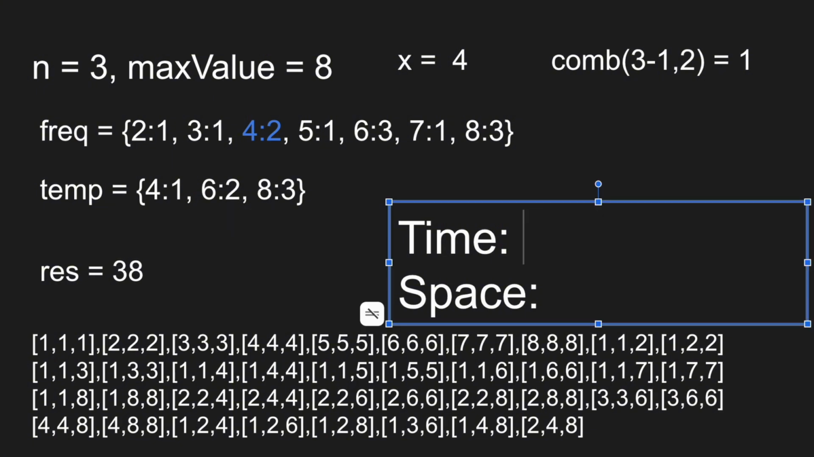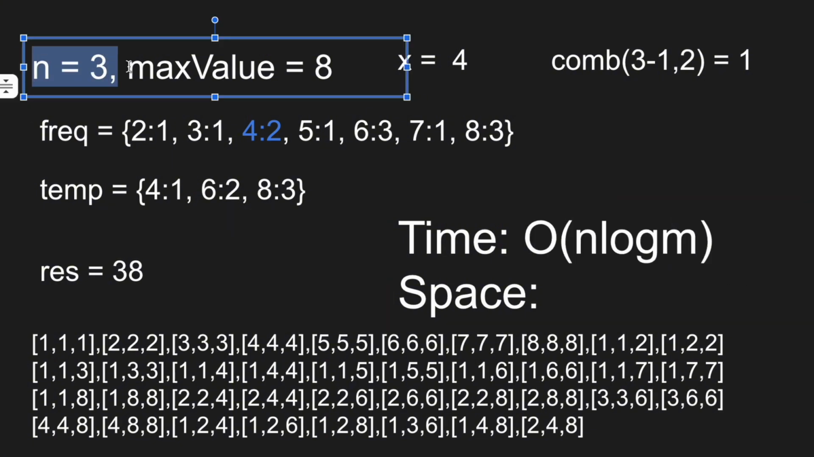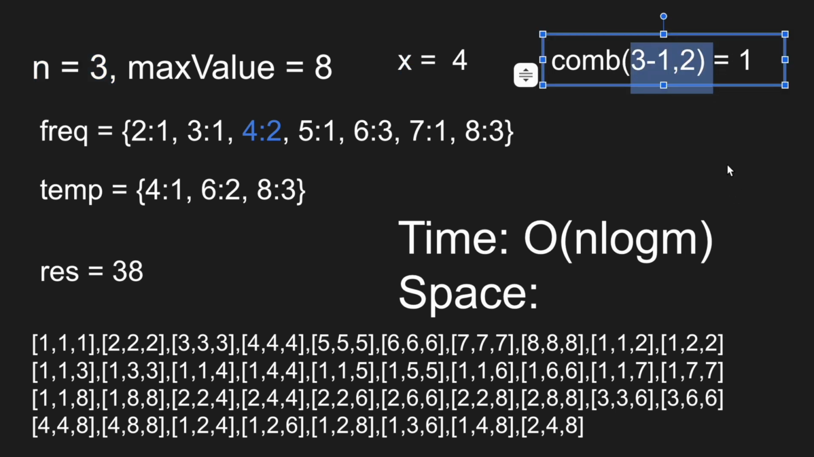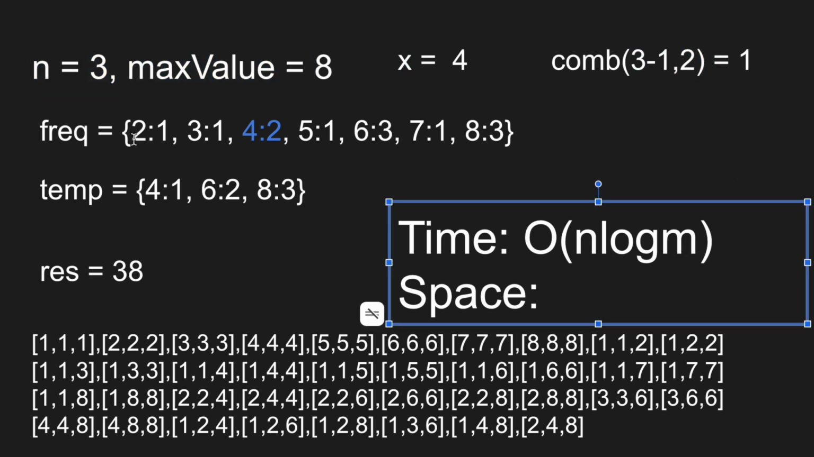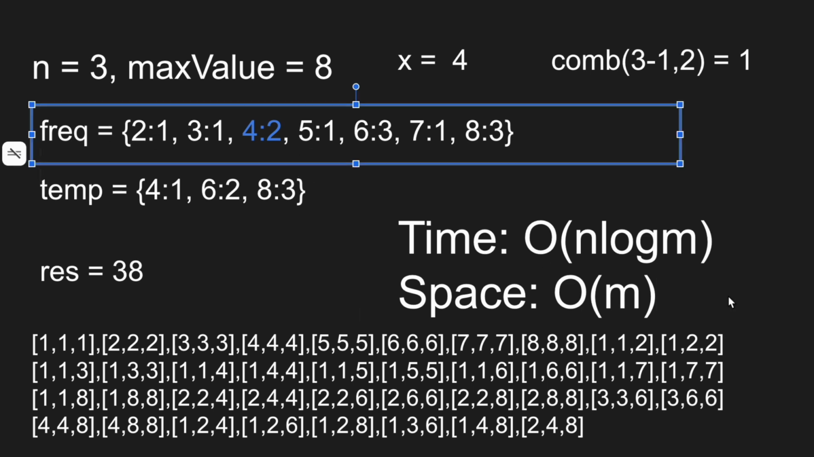And the time complexity would be O of n log m, where n is the value of n right here because we need to look through how many changes there are. And m is the max value because looping through the frequency may take log m time. And the space complexity would be O of m because the frequency hash map can take up to m space.